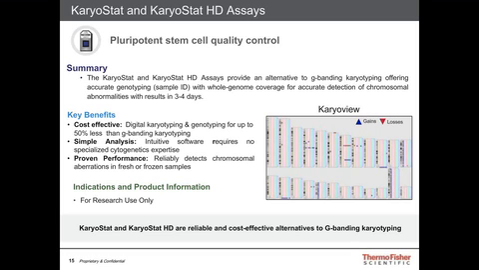Now, the third assay, KaryoStat and KaryoStat HD, which assess the genomic stability of iPSC clones. The assay provides an alternative to G-banding karyotyping and also offers genotyping with whole genome coverage for accurate detection of chromosomal abnormalities with results in just 3 to 4 days. It is cost effective. The analysis is simple with no cytogenetics expertise required.